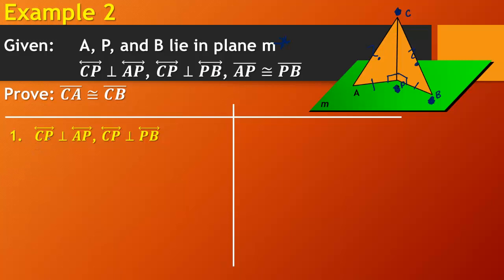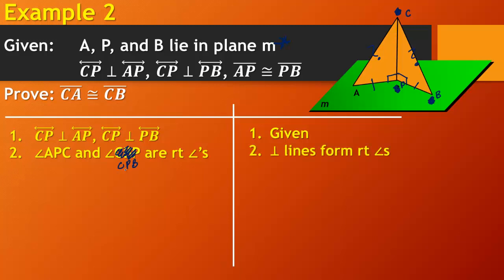So we're going to use the given CP is perpendicular to AP, and CP is perpendicular to PB. We're going to use that to say that angle APC and angle CPB are right angles, and that's because perpendicular lines form right angles. So angle APC and angle CPB are congruent because right angles are congruent.